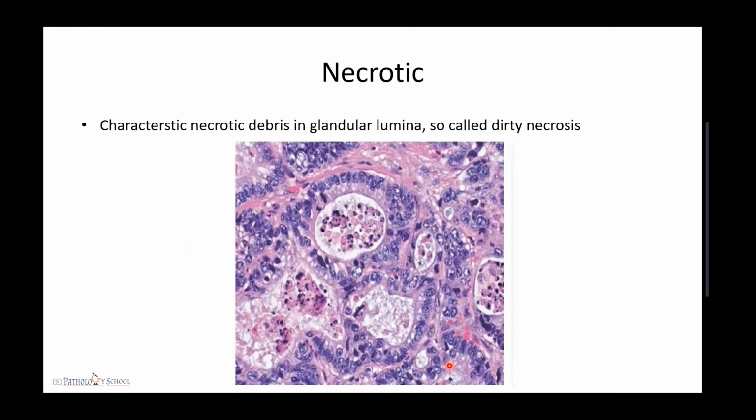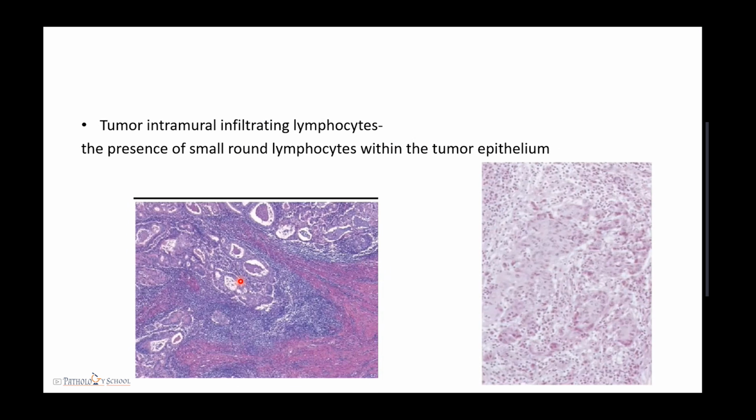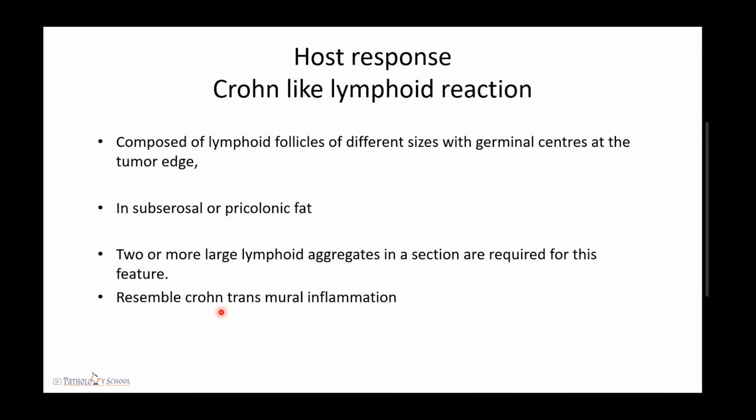Now, this is a necrotic type. So, necrotic, you can see characteristic necrotic debris in the glandular lumina, the so-called dirty necrosis. Now, again, let's see the picture first. See, this is a muscularis layer, and these are ill-formed glands which we can see over here. So, this is Crohn-like lymphoid reaction which you can see in Lynch syndrome.